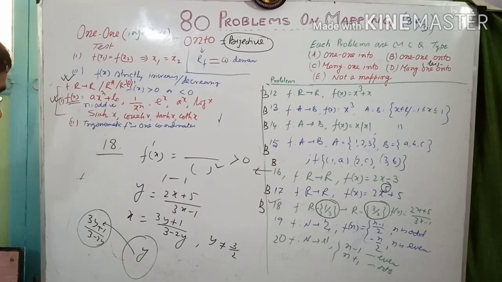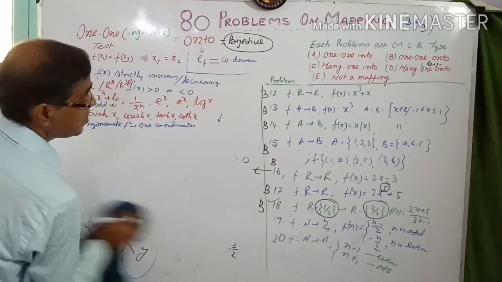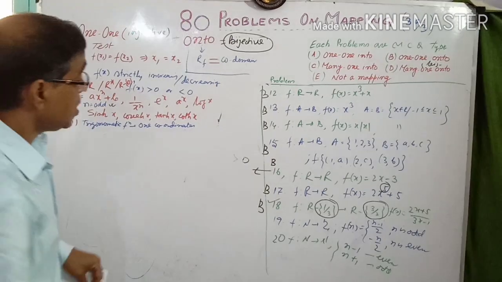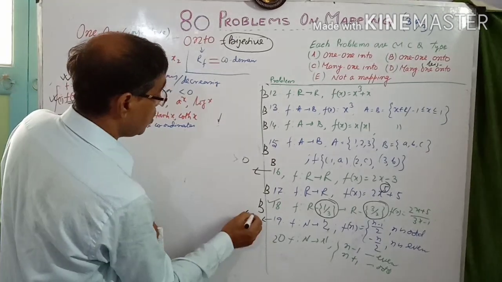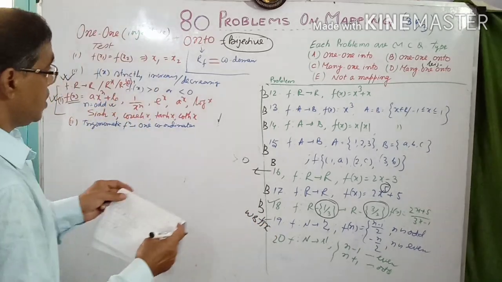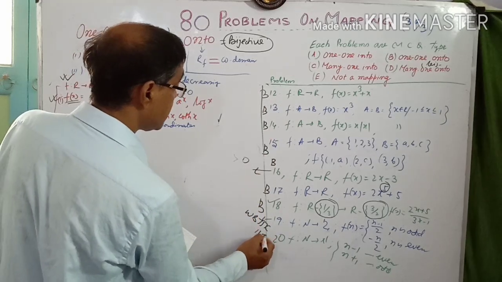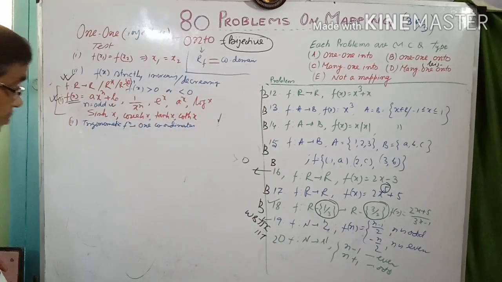Now 19 and 20 are similar problems. These are problems from WBJEE, and also this is in IIT. Now we solve this problem.